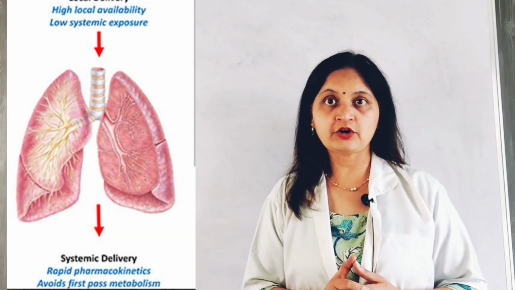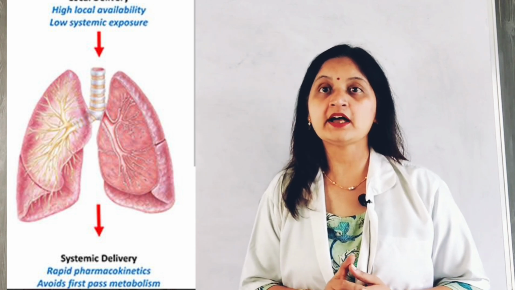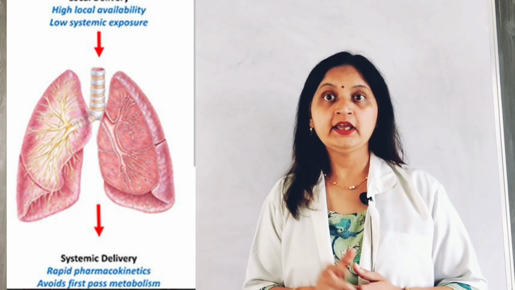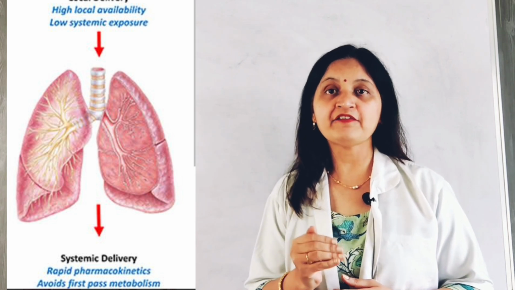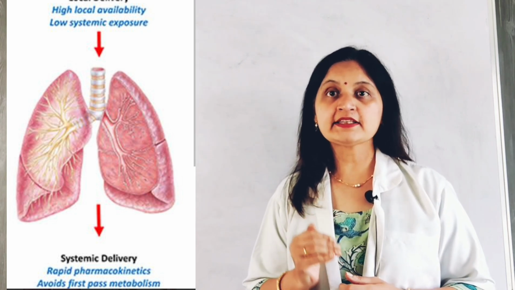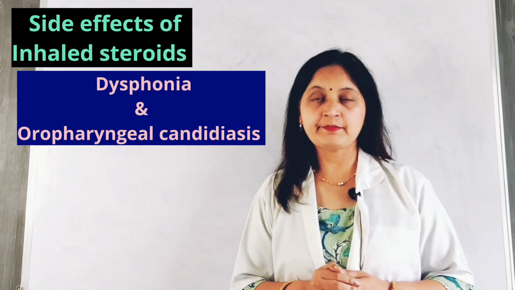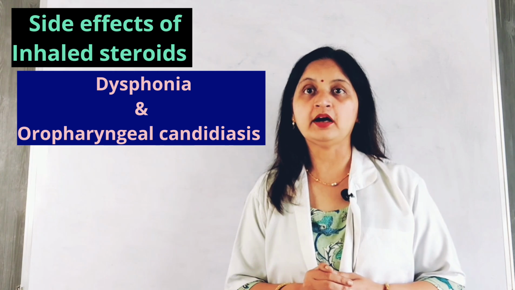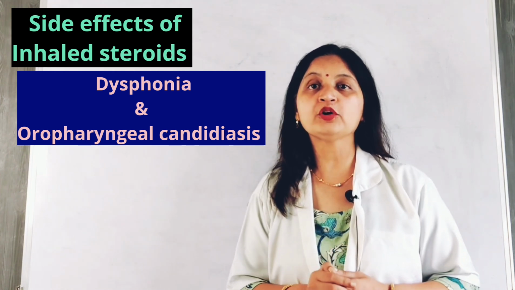So what are the advantages of inhaled steroids over oral steroids? Inhaled steroids are directly administered or delivered to the lungs. They produce local action. They are effective in smaller doses and therefore the side effects are less. The efficacy is good, and therefore inhaled steroids are preferred over oral steroids in the management of bronchial asthma. But some of the side effects of inhaled steroids are dysphonia and oropharyngeal candidiasis.